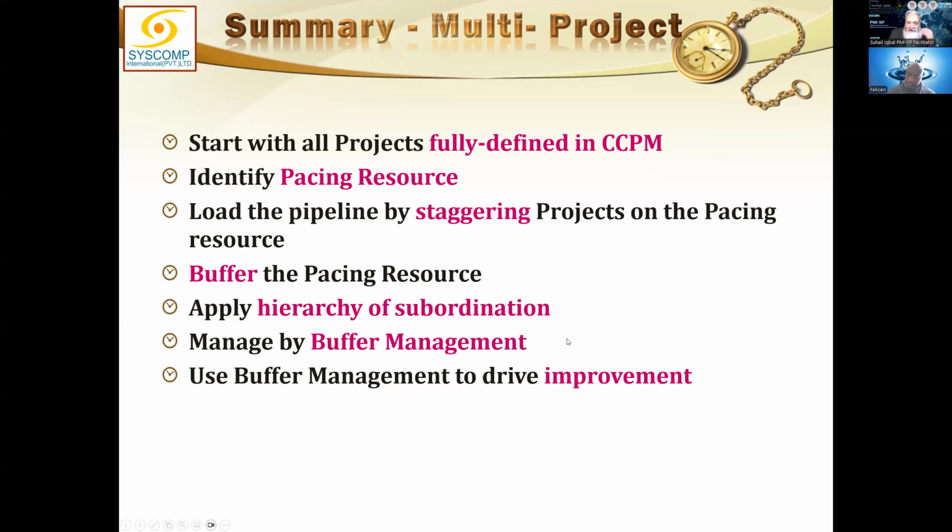Apply the hierarchy of subordination. Same rule. You remember we said first identify a constraint, then subordinate all other processes to that. Manage by buffer management and use buffer management to drive improvement. And trust me, this is a continuous improvement kind of thing. There is no failing in critical chain. There is very little chance that you will ever get delayed.